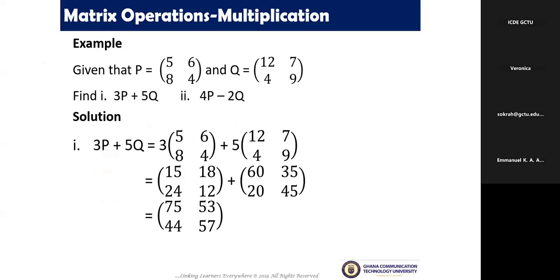So these are more examples on scalar. If you look at this, given the matrix P to be 5, 6, 8, 4, the matrix Q to be 12, 7, 4, and 9, you are to find 3P plus 5Q. 3P plus 5Q. What does it mean?